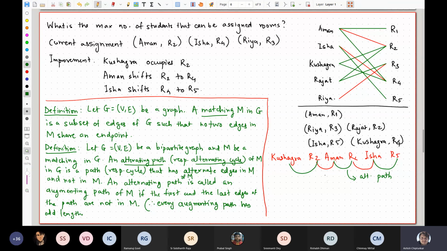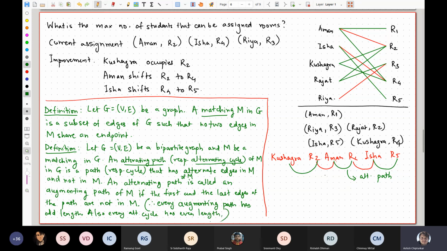So this was an augmenting path: Kushagra, R2, Aman, R4, Isha, R5. The first edge and the last edge are not in M, and it's an alternating path. And similarly, every alternating cycle, because it's a cycle in a bipartite graph, of course has even length.